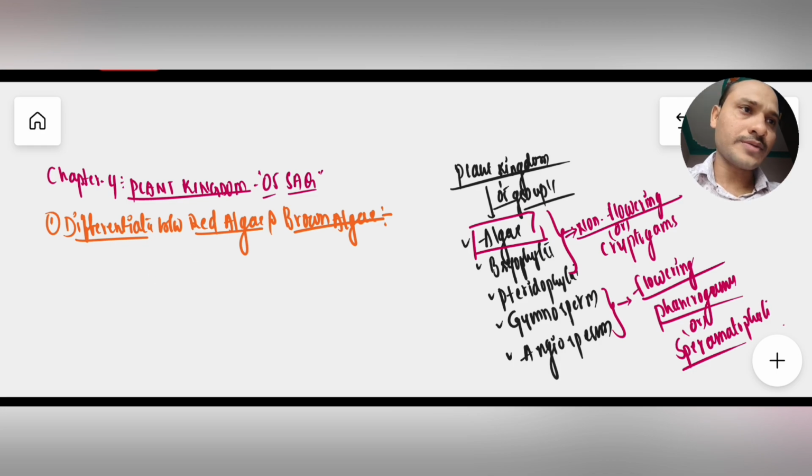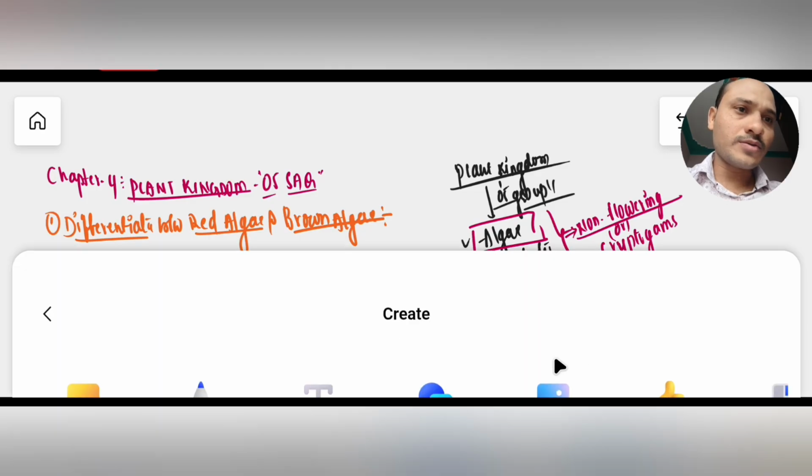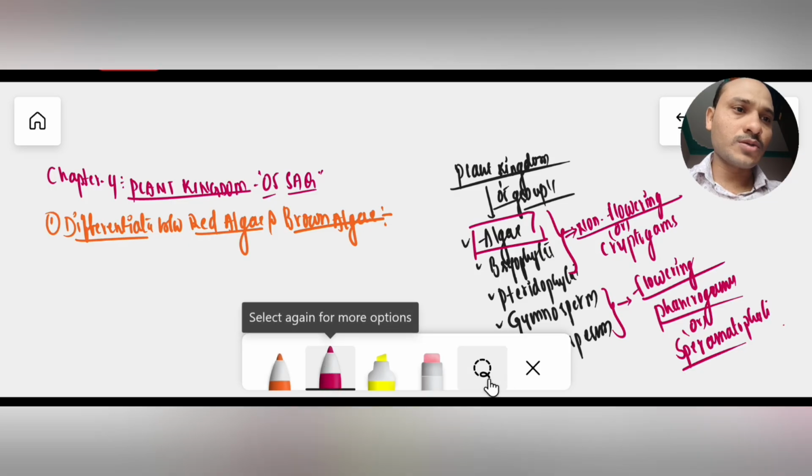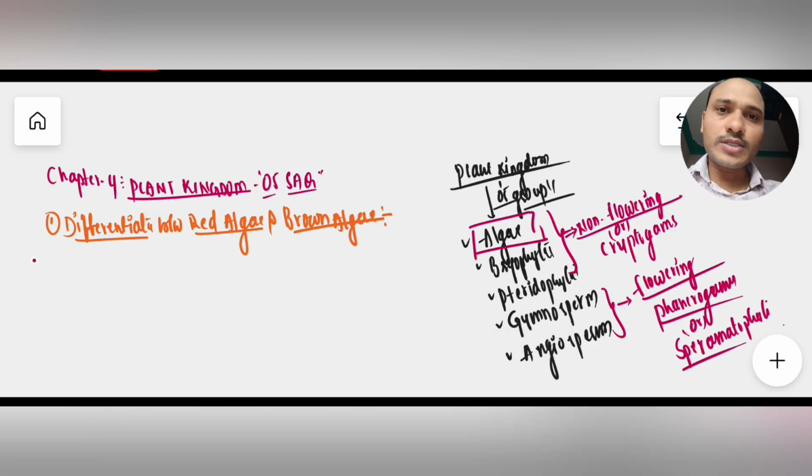We have some information and some important points regarding algae. But in the exam, you need not write this introduction part. Just write the differentiation between red algae and brown algae. For your kind information, do not write anything like the introduction part. It is for your understanding only. I am explaining the introduction regarding algae.